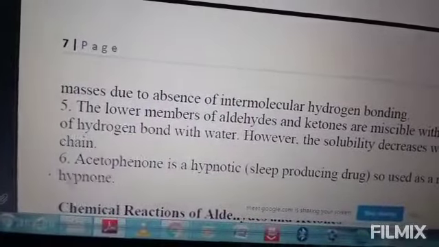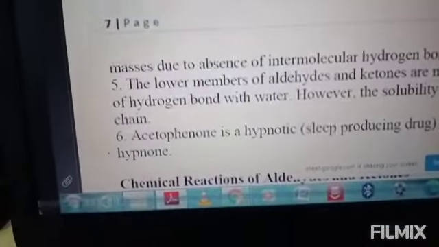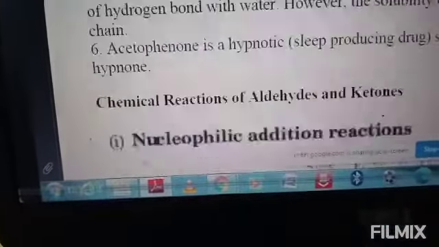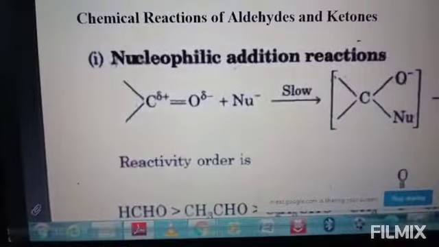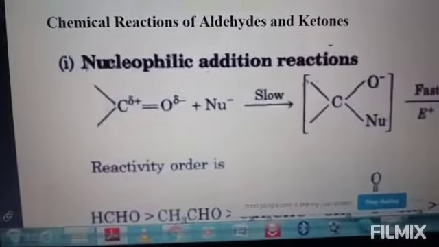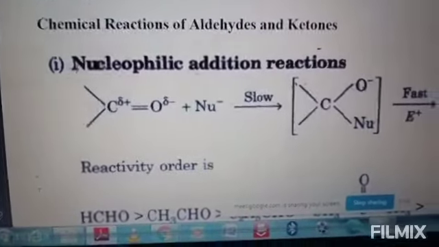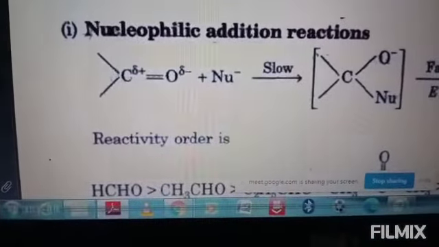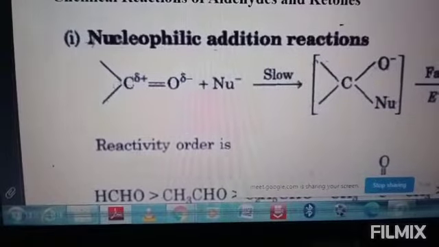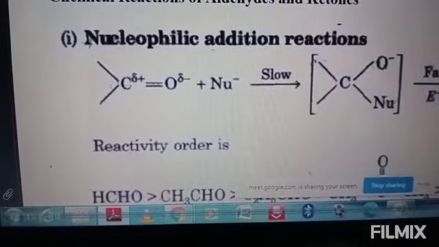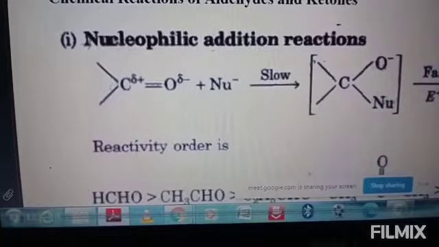Now we will go to the chemical reactions, or chemical properties you can say, of aldehydes and ketones. First one, nucleophilic addition reaction. That means a nucleophile should be added there. Nucleophile means those groups which love the nucleus, that means electron-rich groups which can donate electrons. That we call a nucleophile.